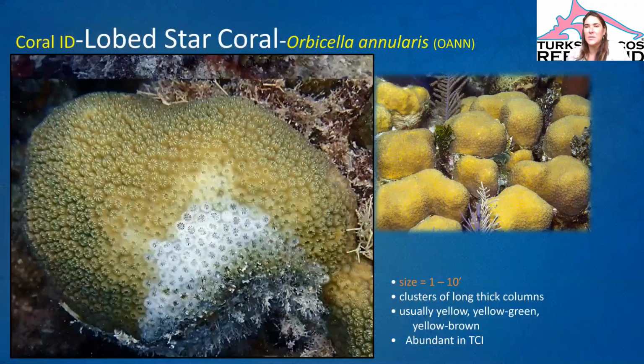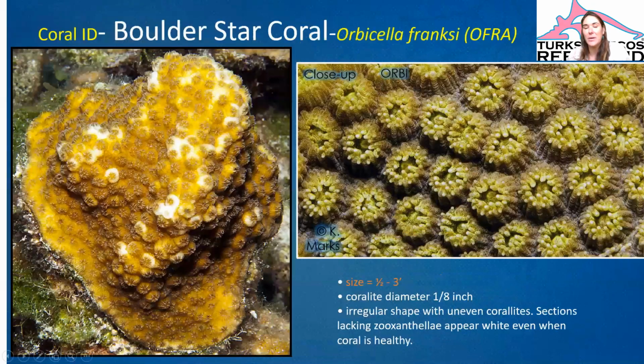Orbicella franksii. I did mention this earlier if you were paying attention, because it's got those little white spots on it already. This is the least common of the Orbicellas, but they are fairly common around the Turks and Caicos. They tend to be much smaller, half a foot to 3 feet maximum, with 1/8 of an inch diameter corallites. So very small little polyps, and they're irregular shaped with uneven corallites, so they tend to be quite bumpy.